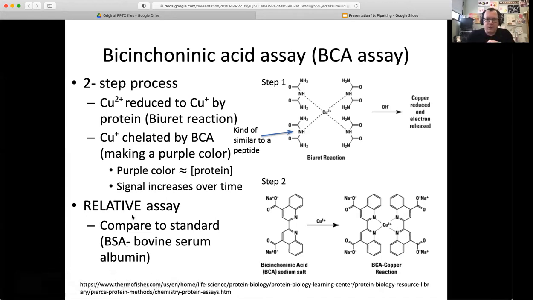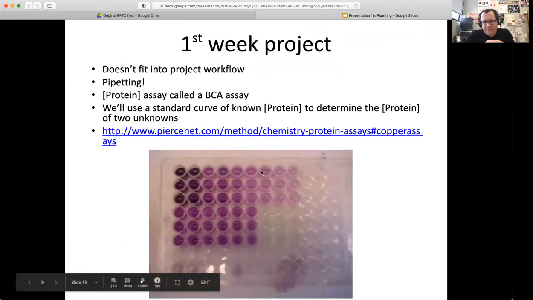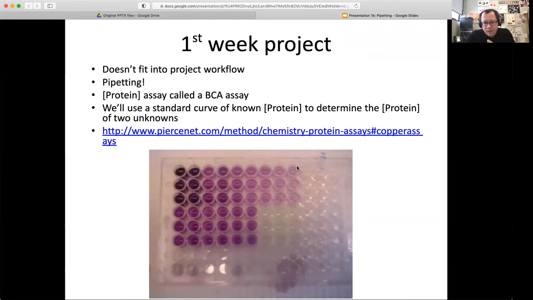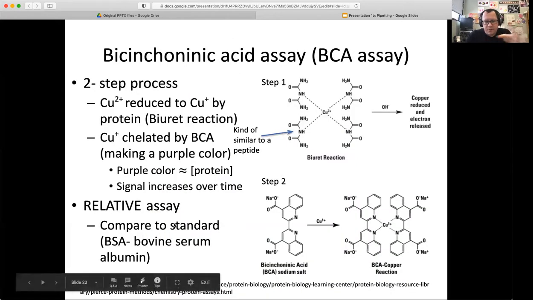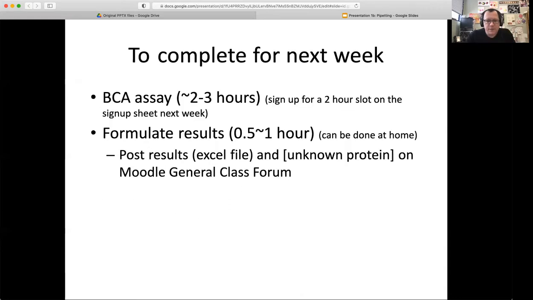And then what we do is we dilute that out. And so as you do this, you're going to be pipetting different volumes of the standard into each well. And that's going to give you your standard curve. And then we're going to compare the unknowns to the intensity of light that gets absorbed, or the absorbance of light.